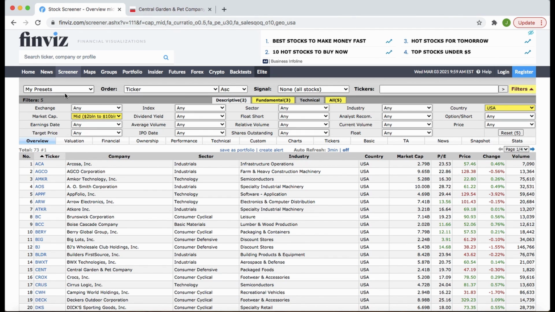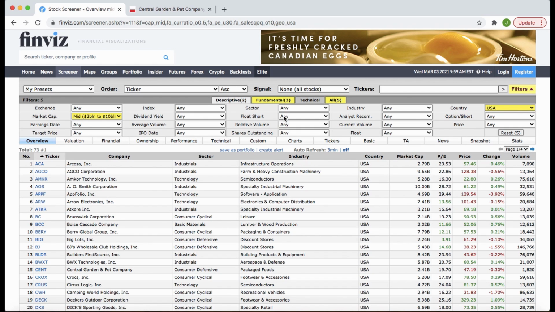Basically you put in any types of screens that you want. Personally, I like to put in the USA, just because I know the rules and regulations here, so there's nothing that I'm not going to be aware of, hopefully. Market cap, I generally like looking at 2 billion to 10 billion, but you can put anything you want. If you like dividends, or if you're part of the GameStop community and you want the short float to be high, I guess you could screen for that.